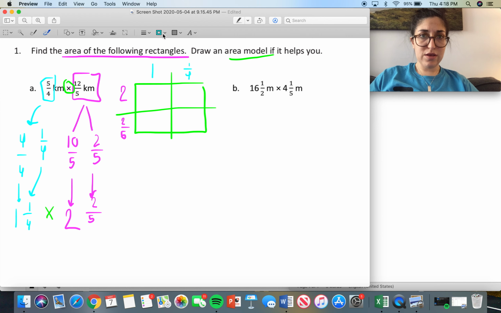2 times 1 is 2, 2 times 1/4 is 2/4, 1 times 2/5 is 2/5, and 1/4 times 2/5, 1 times 2 is 2, 4 times 5 is 20, and then I would have to add all of this together, right?